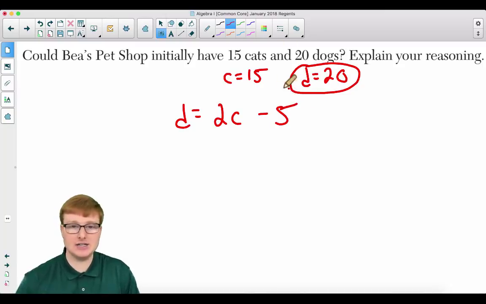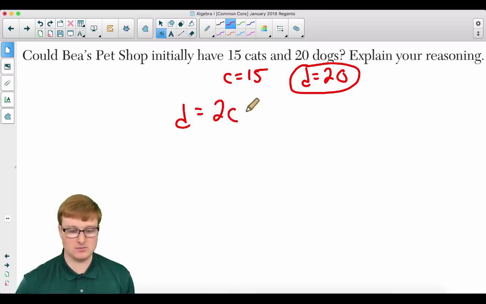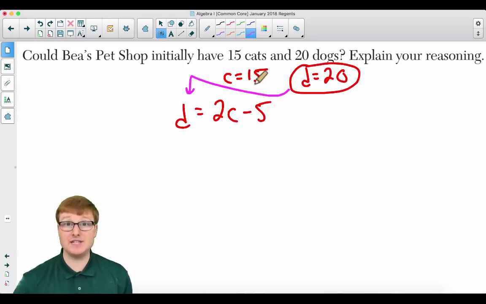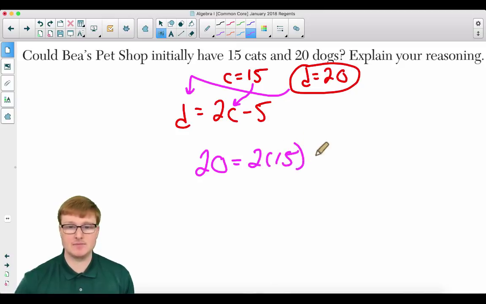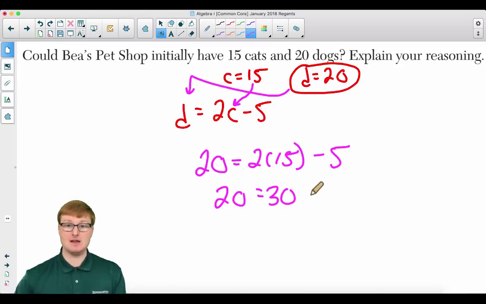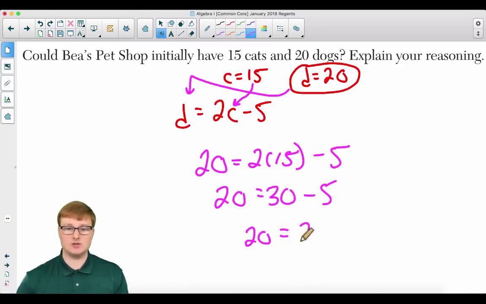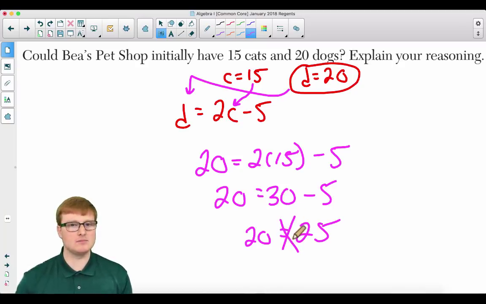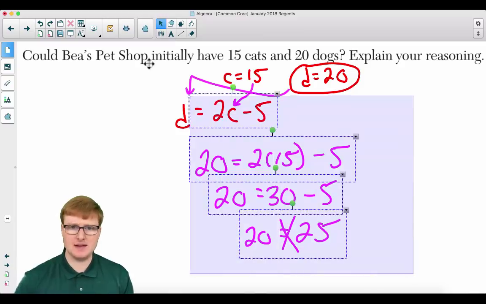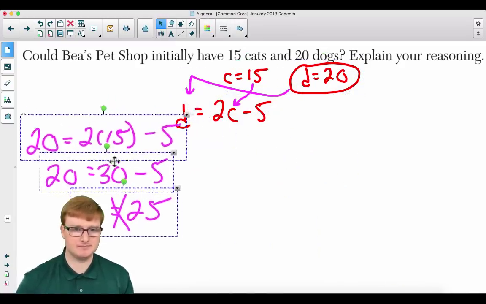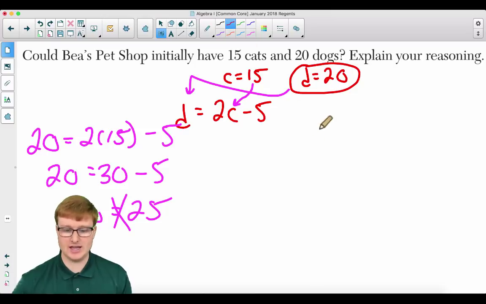Go ahead and plug D into here. Take the 20, plug it in. Take the 15, plug in for the cats. So we have 20 is equal to 2 times 15 minus 5. So that gives us 20 is equal to 15 times 2, which is 30, minus 5. Well, that's 20 equals 25. That, ladies and gentlemen, is not a true statement. So, could they have that many dogs and cats? The answer is no. So your answer is no.